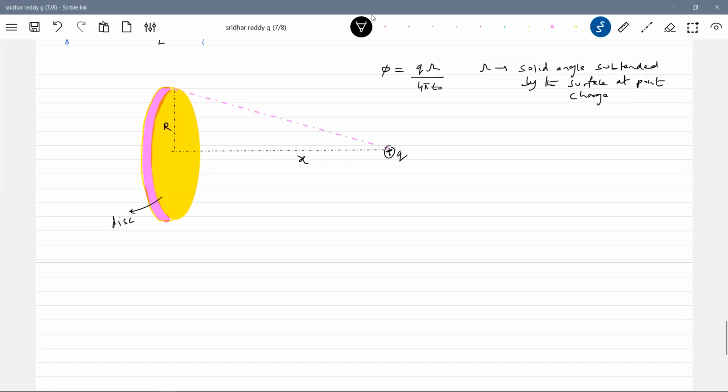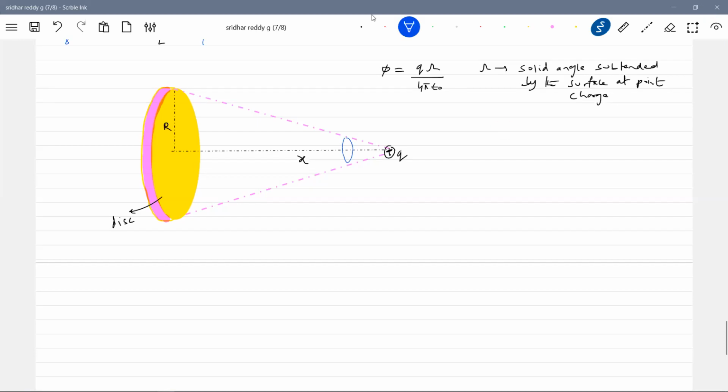So what do you mean by solid angle? Next question comes: you can see here, this particular point charge will subtend some angle, no? I'm going to measure that. It's a three-dimensional angle, better you can call it that. What is solid angle? It's a three-dimensional angle. This particular angle that I'm going to measure is called a solid angle. So how to find that out?